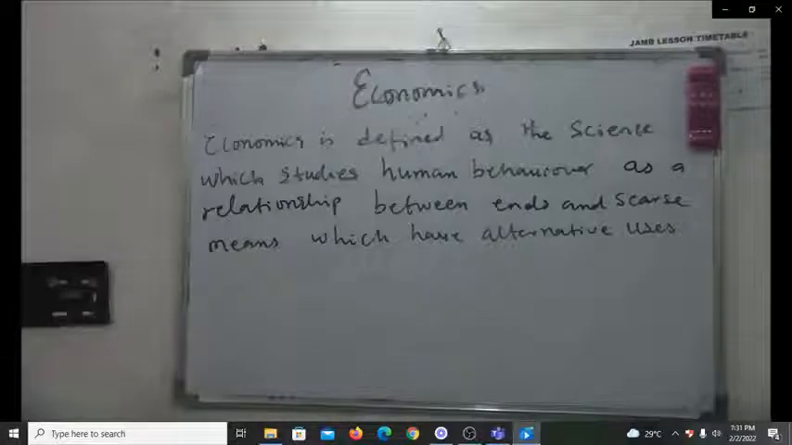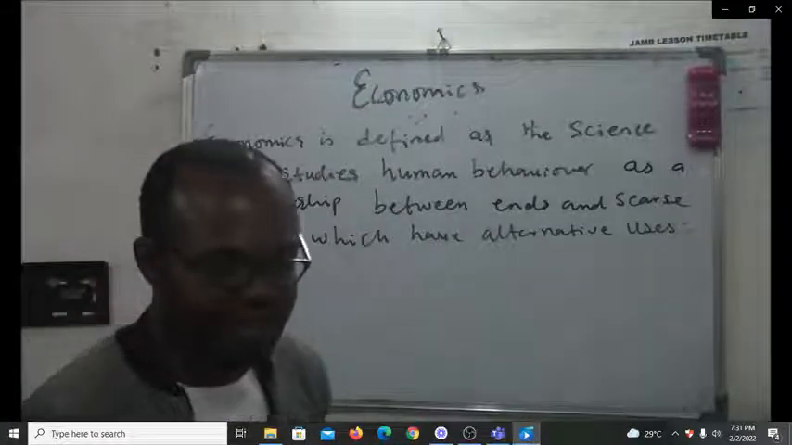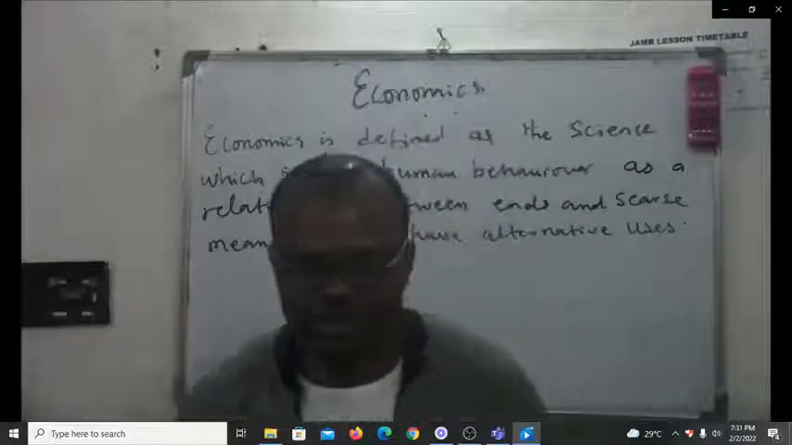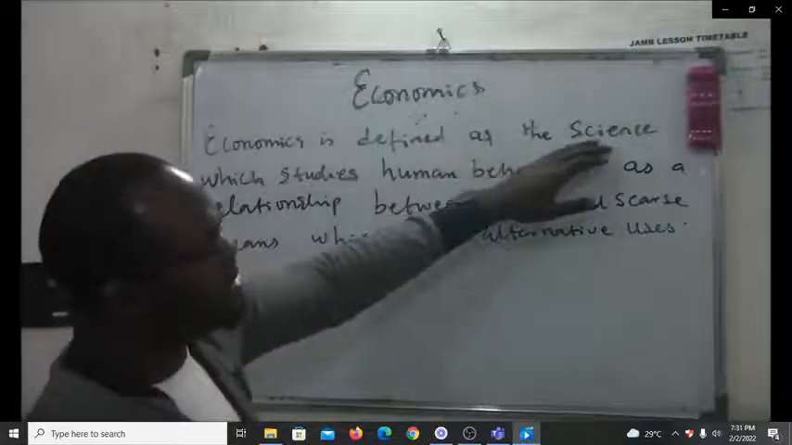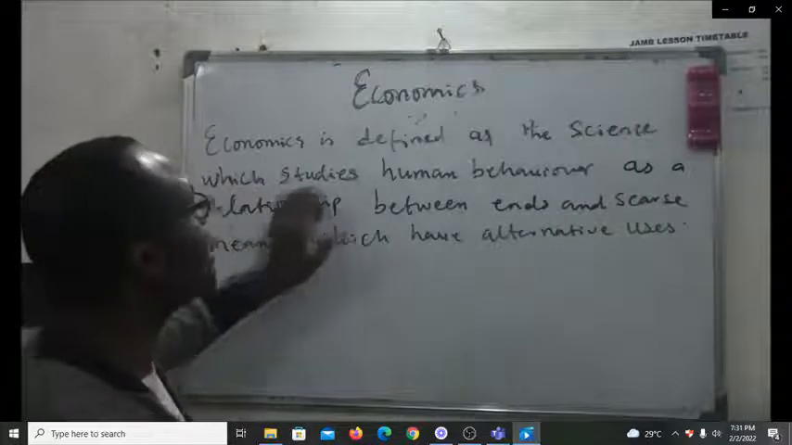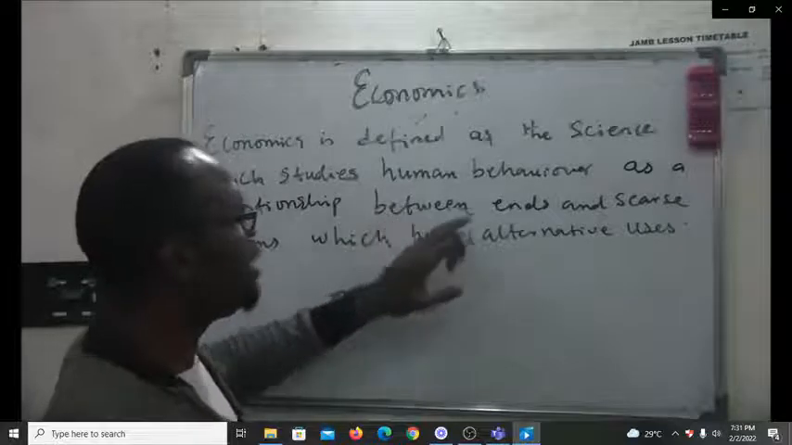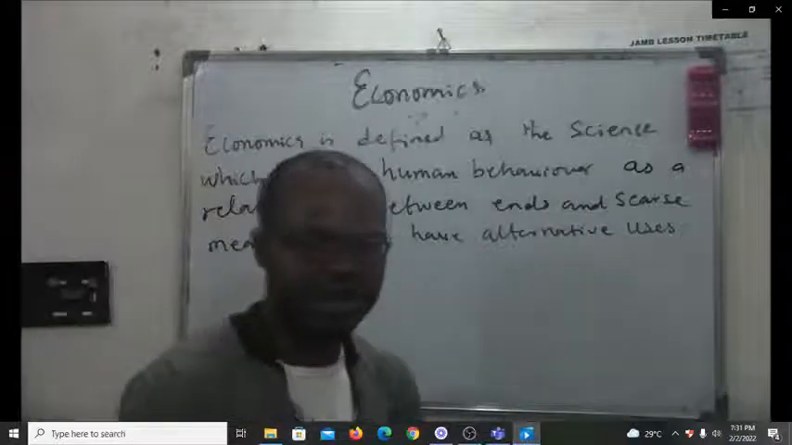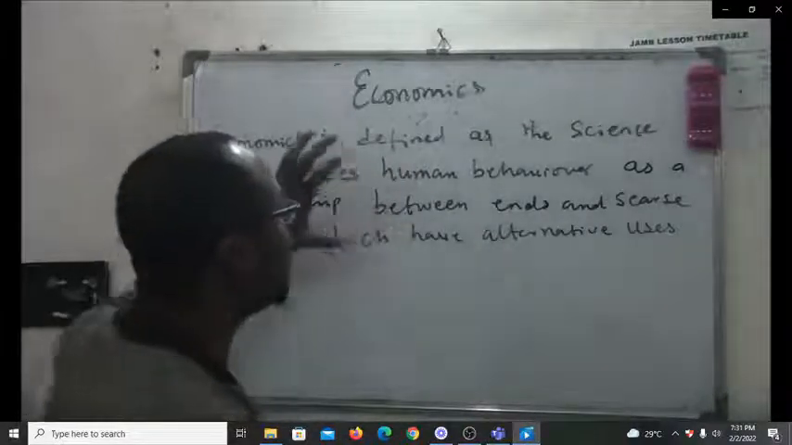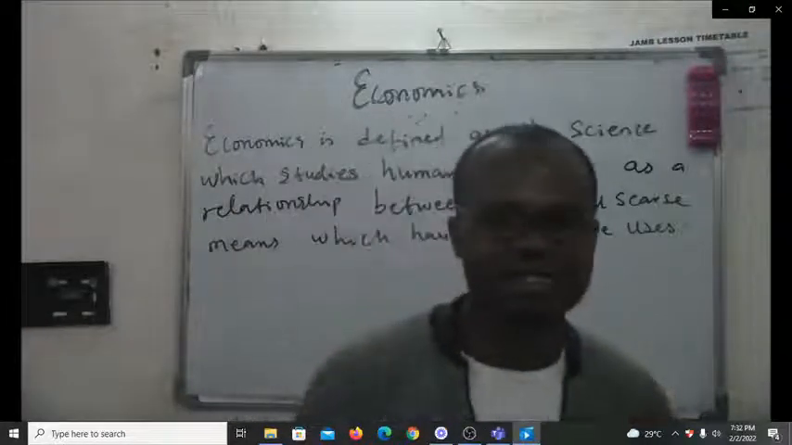Now, we have a general definition of economics. That definition is by a man known as Professor Leonard Robbins. He says that economics is defined as the science which studies human behavior as a relationship between ends and scarce means which have alternative uses. This is the general definition of economics, and you're supposed to know this definition as an economics student.